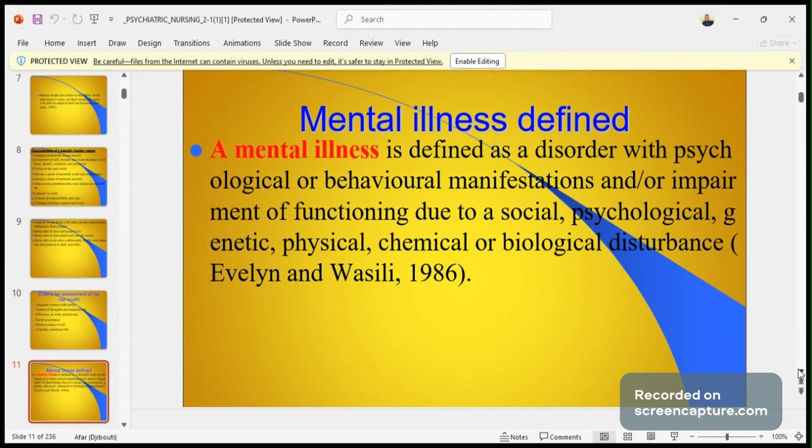Maybe it's because of genetics. In your village, almost everybody went mad. Sometimes it is physical. You have a trauma from an accident which makes you mad. A chemical or biological disturbance in your hormones can also bring this. So when it gives you a disorder with psychological or behavioral manifestations, and causes you impairment of function, we term you to be mentally ill. So that is where we get mental illness. Okay.